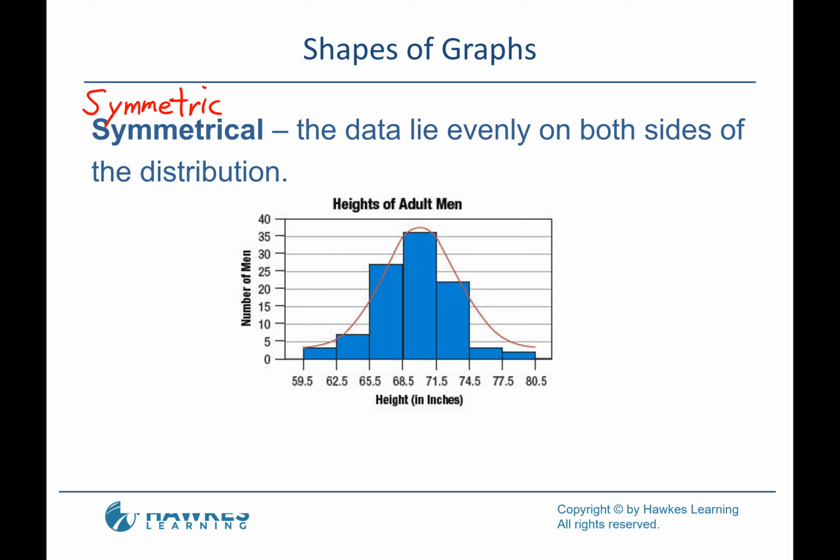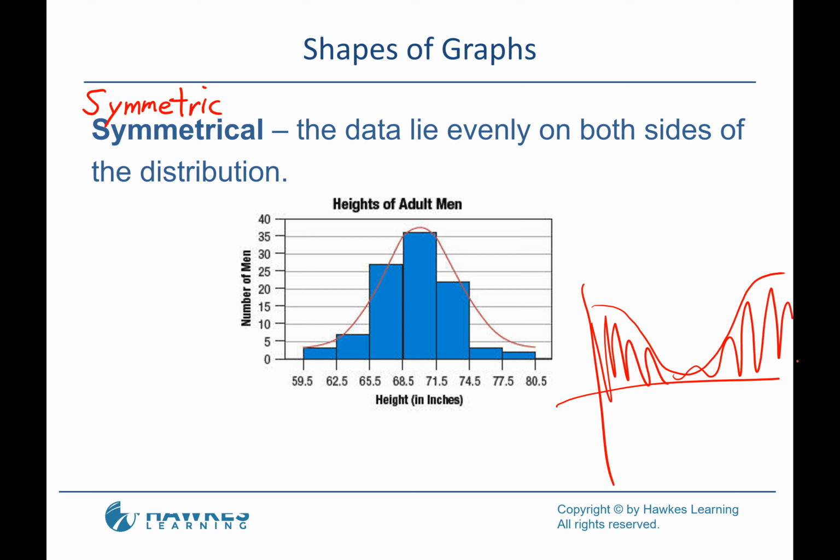This is not the only way we can have symmetry. It's not the only way it can be symmetric. What else could we have? We could have data that look like this, these are our bars. Then if we drew a line down the middle, then it would still be like mirror images, even though it's not like a hill, like here it'd be like a valley.